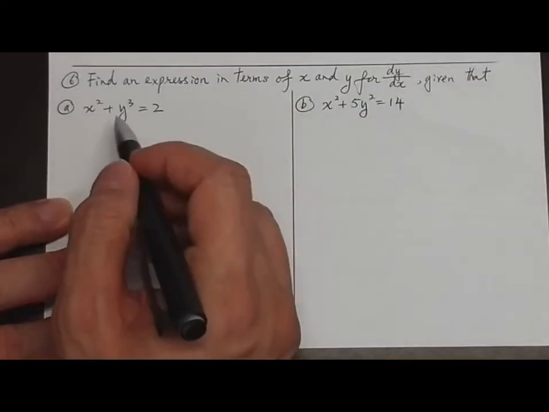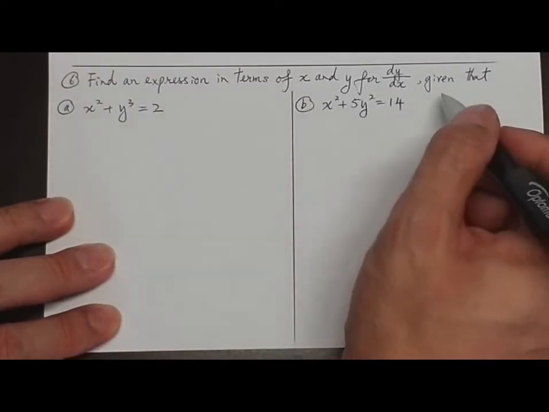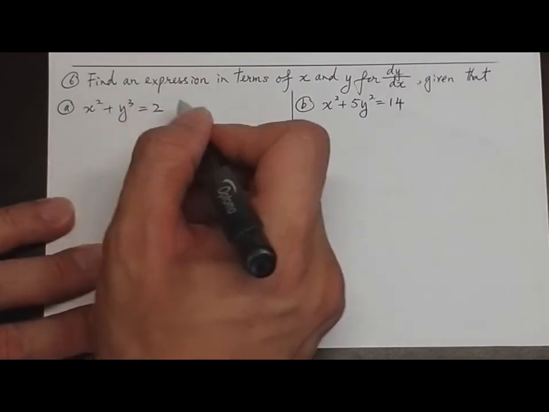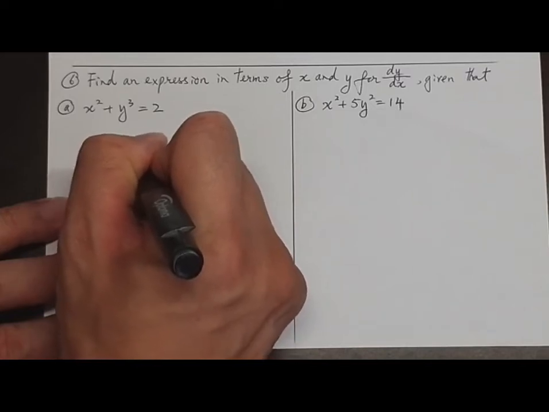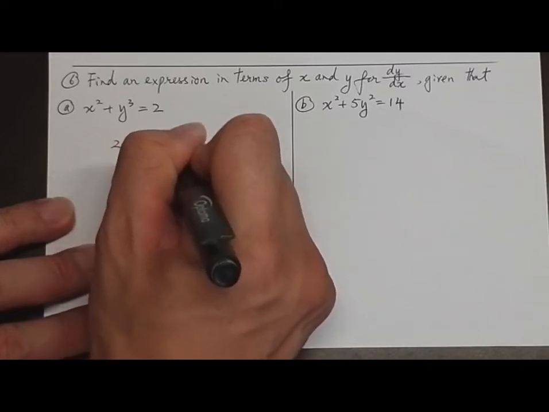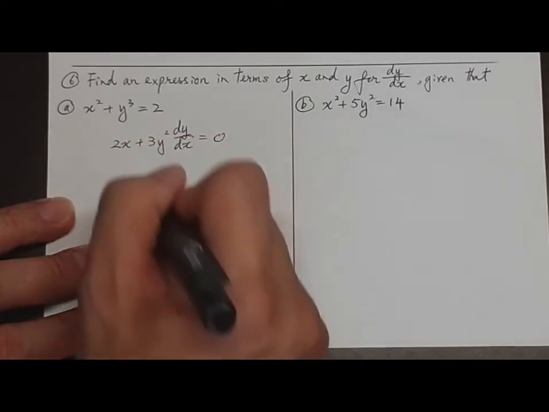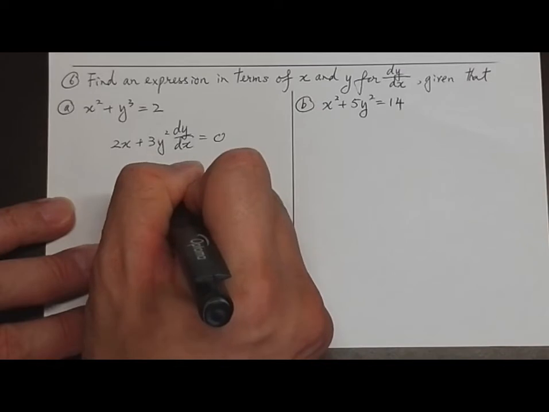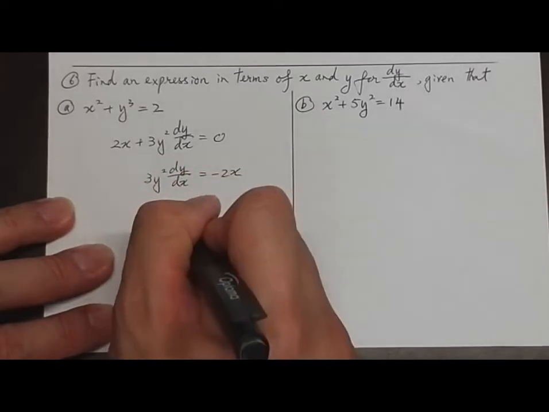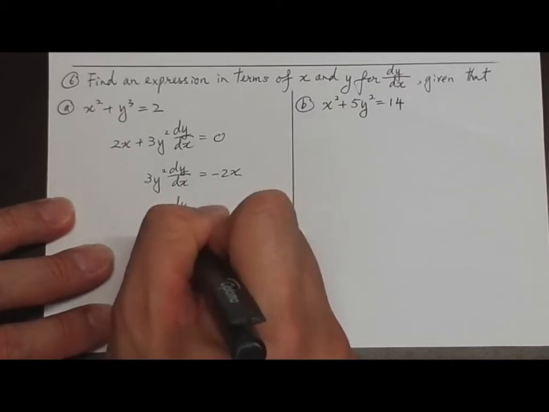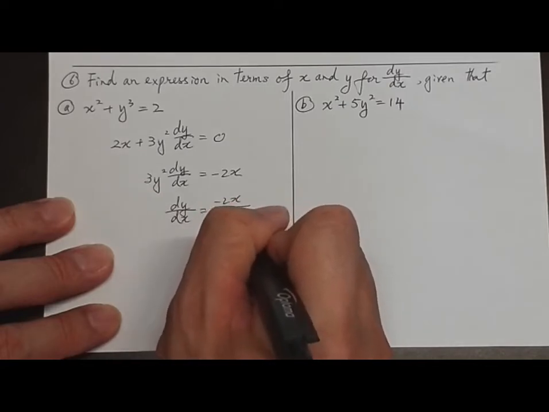Question number 6. Find an expression in terms of x and y for dy/dx, given that x squared plus y cubed equals 2. We differentiate it, we get 2x plus 3y squared dy/dx equal to 0. And we have 3y squared dy/dx is equal to minus 2x. So dy/dx is equal to minus 2x over 3y squared.